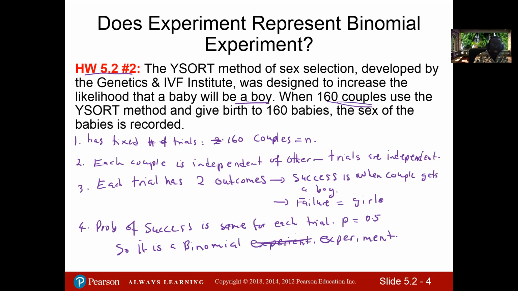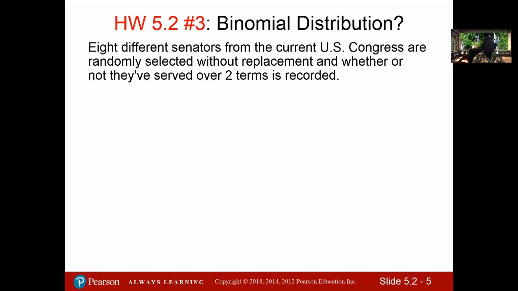Okay, now a second example: is that a binomial experiment or binomial distribution? It said 8 different senators from the current US Congress are randomly selected without replacement, and whether or not they have served over 2 terms is recorded. Okay, take note of that: without replacement. So let us go to the requirements.